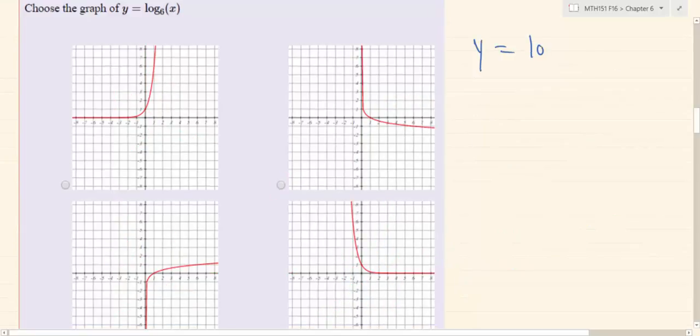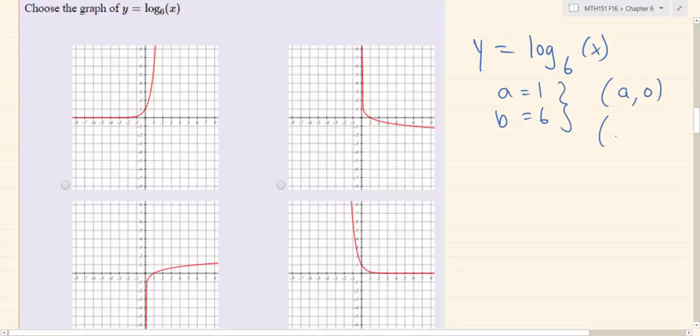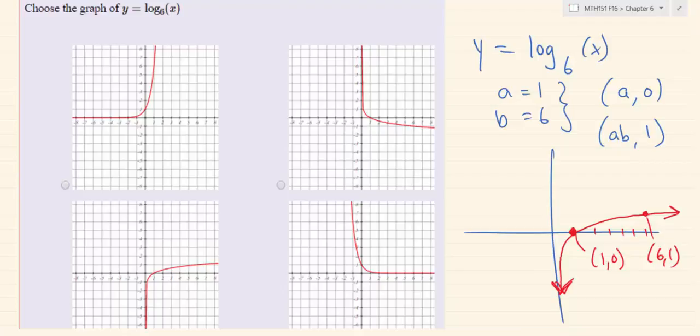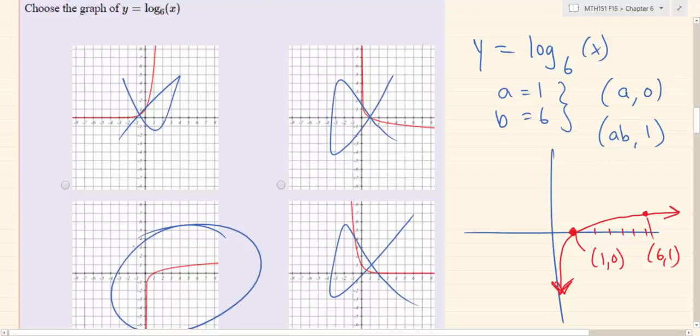Y equals log base 6 of x. A is equal to 1, b is equal to 6. We're looking for (a, 0), and we're looking for (ab, 1). So this is (1, 0). So this is the point (6, 1). And so your graph is going to look something like this. So this one's out, this one's out, this one's out, winner.